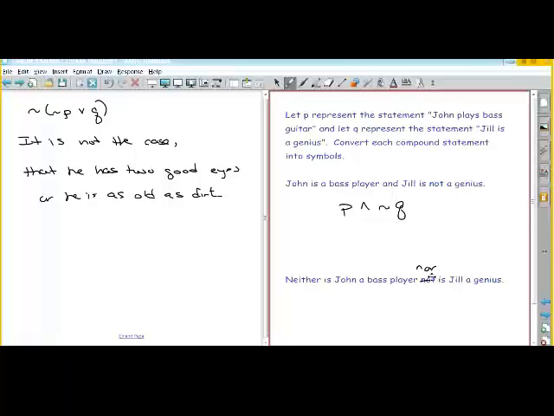Neither is John a bass player, nor is Jill, but you need it. Can you get by without it? Neither is John a bass player or Jill. Yeah, you wouldn't necessarily need it. Yeah, you can get by without it.